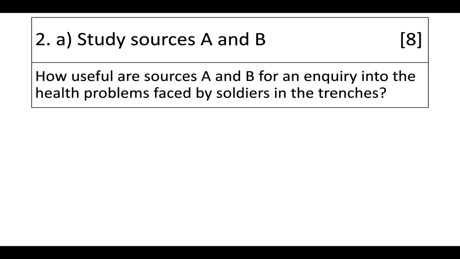This one's a bit more skills based, and it will always say study sources A and B. It will ask you how useful are sources A and B into an inquiry into something on the Western Front, something to do with medicine on the Western Front. In this case, we have health problems faced by soldiers in the trenches. So we need to be thinking when we're reading these sources, I think we're only going to look at A, but when we're reading the sources, we need to be bearing in mind this section of the question. The focus of the question, the knowledge focus of the question. In this case, it's health problems faced by soldiers.